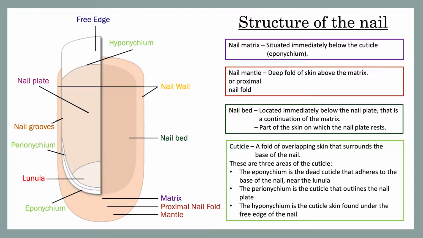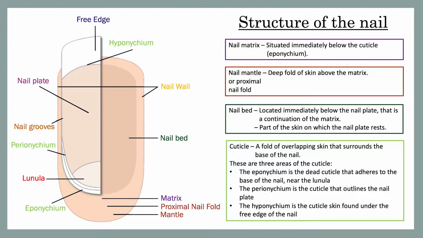Just on the left hand side of my presentation here, I put a diagram for you guys to follow along at each part of the nail that I describe. So, the structure of the nail. The nail matrix is situated immediately below the cuticle, also known as the eponychium. The nail mantle or proximal nail fold is a deep fold of the skin above the matrix.